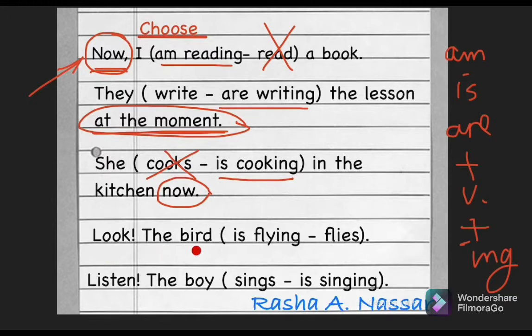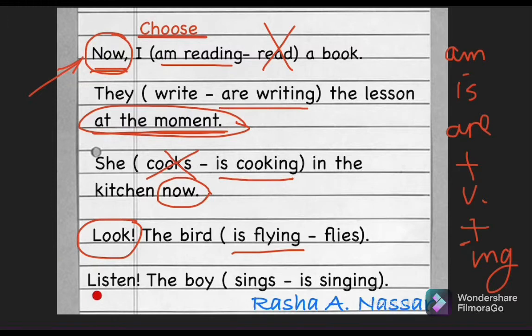Look, the bird is flying or flies. Where is the key word in the sentence? Yes, I have here the word look. When I see look, it means that I'm talking about something which is happening at this moment or now. So the bird is flying or flies. Excellent, my dear students, the bird is flying.